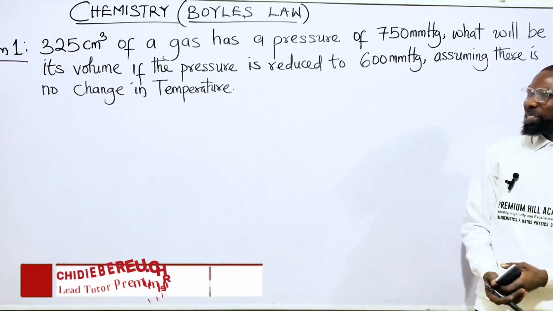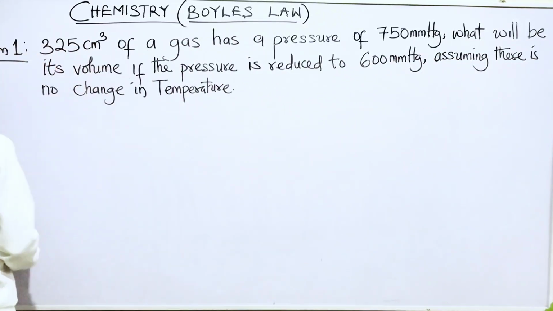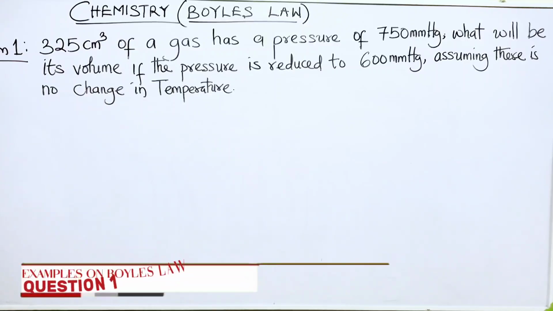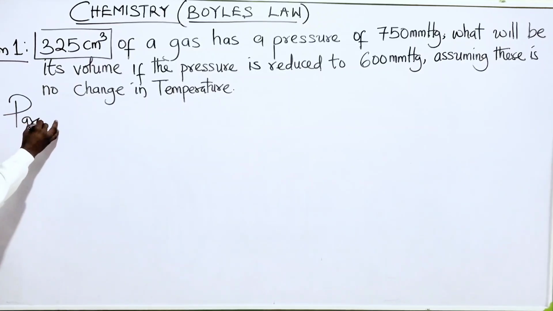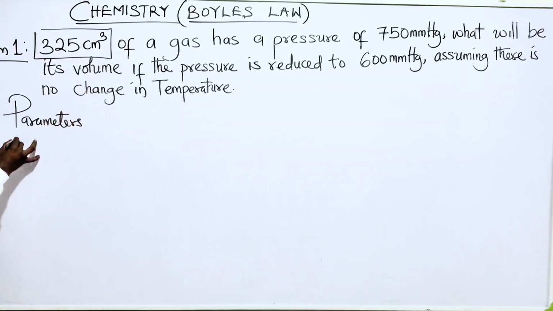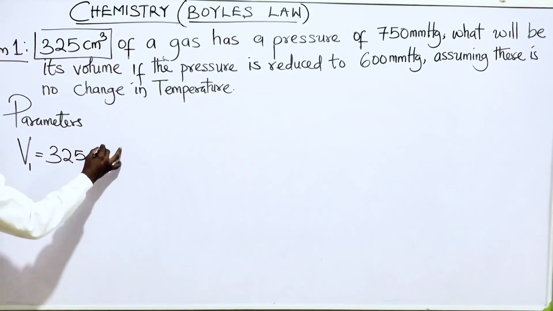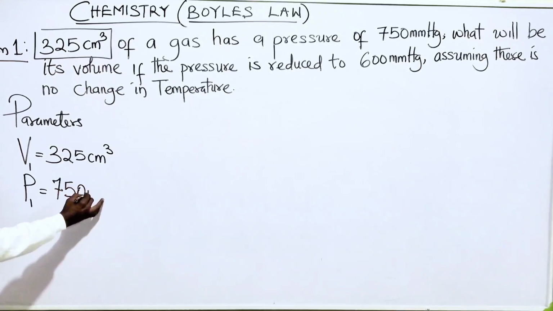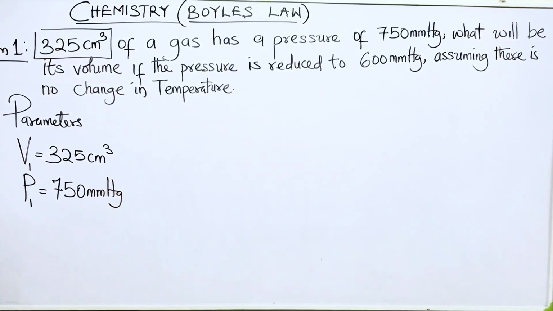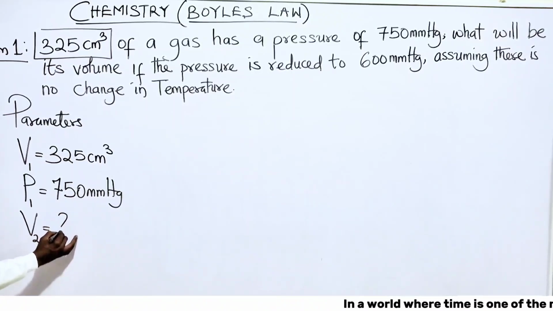Okay, let's look at question number 1 from Boyle. It said 325 centimeter cube of a gas has a pressure of 750 millimeter mercury. We are given this as our first volume, so let's take parameters. Our volume 1 is 325 centimeter cube, and our first pressure is 750 millimeter mercury. What will be its volume? So we're looking for volume 2, the final volume, which we don't know.